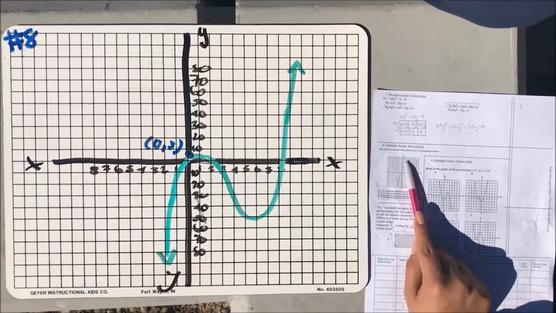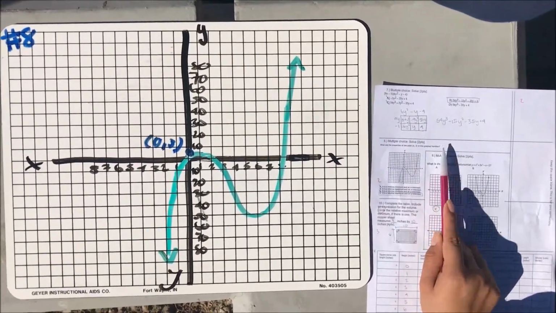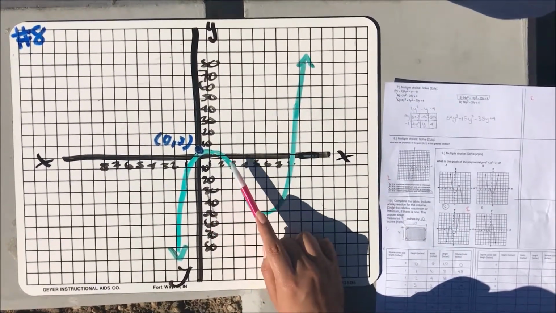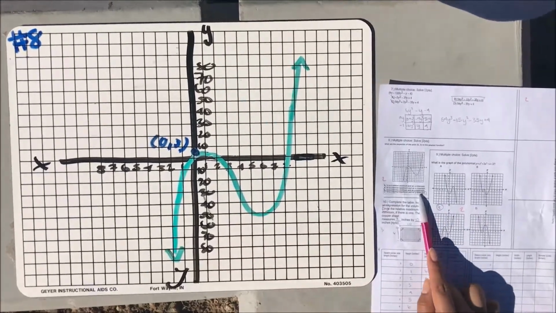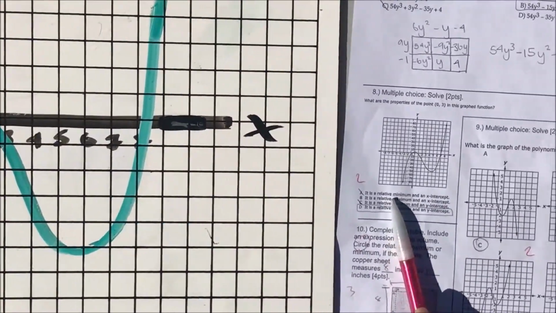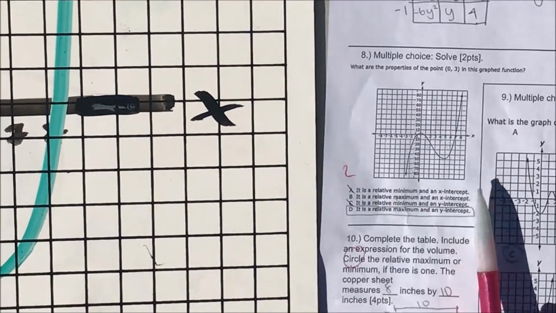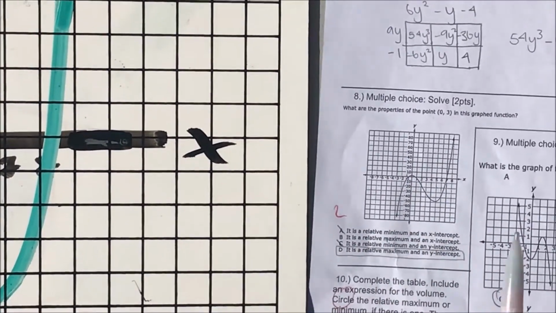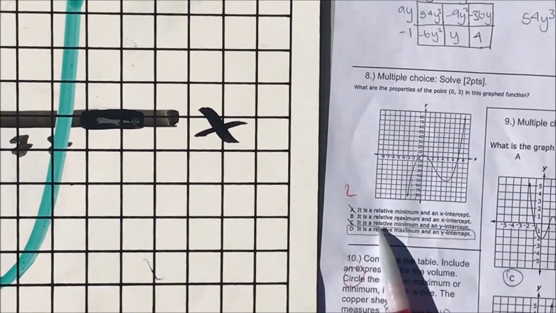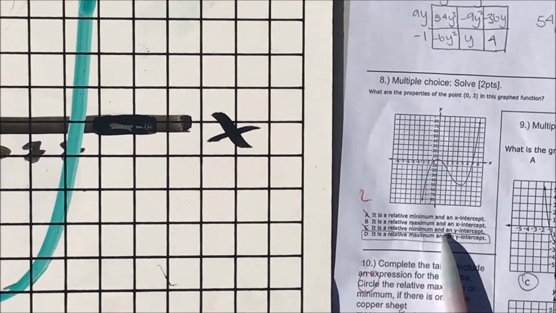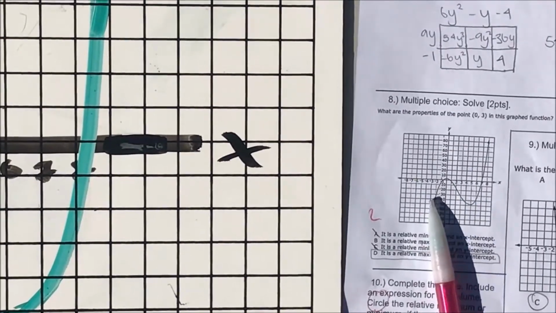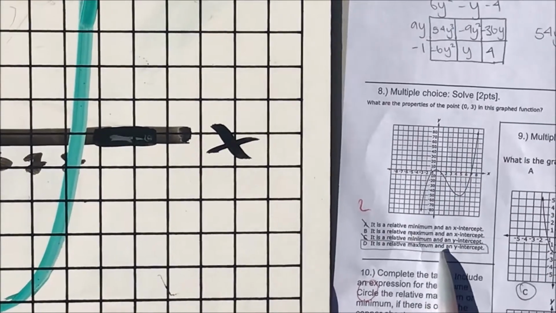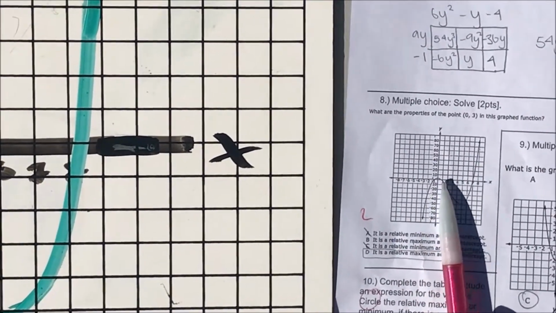Number 8 says, what are the properties of the point (0,3) in this graphed function? As you could tell, (0,3) is a maximum point and it is passing the y-axis. The first one says it is relative minimum and an x-intercept. As you can tell, it's not passing the x-intercept, it's passing the y. So A and B are not the answers. It is relative minimum and then y-intercept. It is not minimum, it's maximum. So the only answer that it could be is D, because it is maximum and it is passing the y-axis.